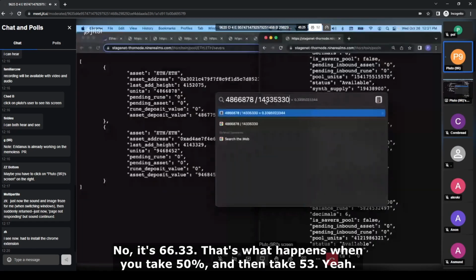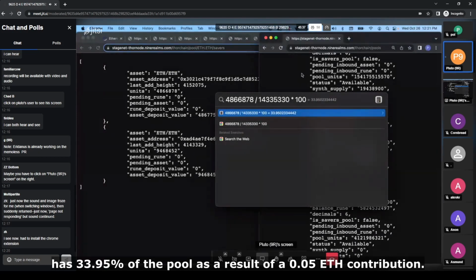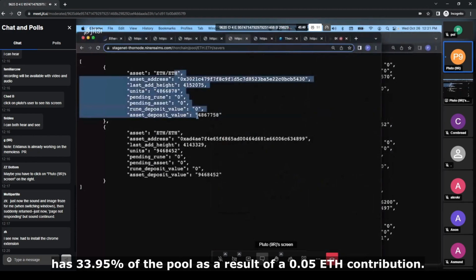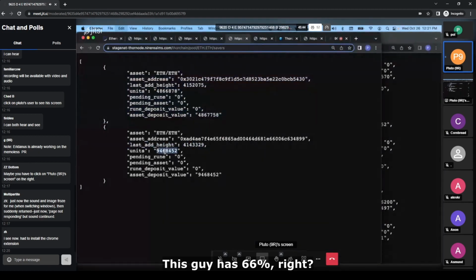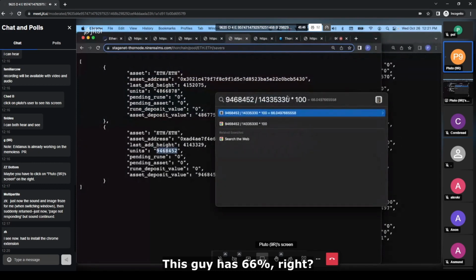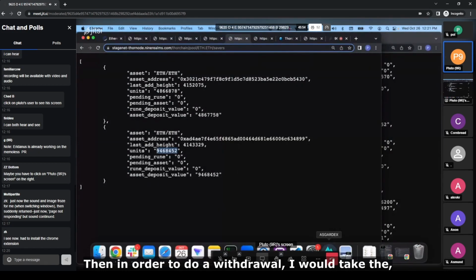No, it's 6633. That's what happens when you take 50% and then take 50%. Yeah, that's my bad. I'm bad at math. Right. So yeah, we can see here that this guy has 33.95% of the pool as a result of his 0.05 ETH contribution. This guy has 66%. Right. So that's just the mechanics of how this works.